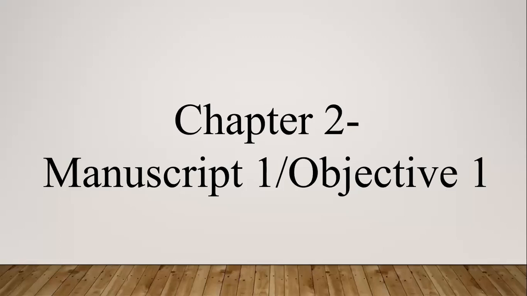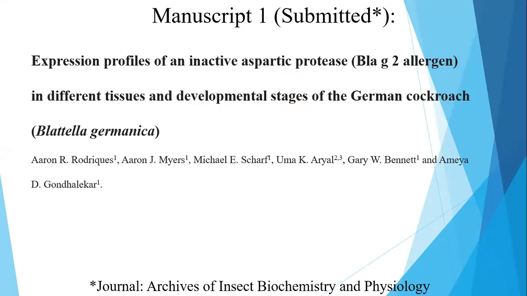For my manuscript 1 or objective 1, I submitted the manuscript to the Archives of Insect Biochemistry and Physiology. And also I've done a series in which I sort of categorize the protein or gene expression of Blot-2. So the title of the manuscript is Expression Profiles of an Inactive Aspartic Protease, Blot-2 allergen, in different tissues and developmental stages of the German cockroach, Blotella germanica.